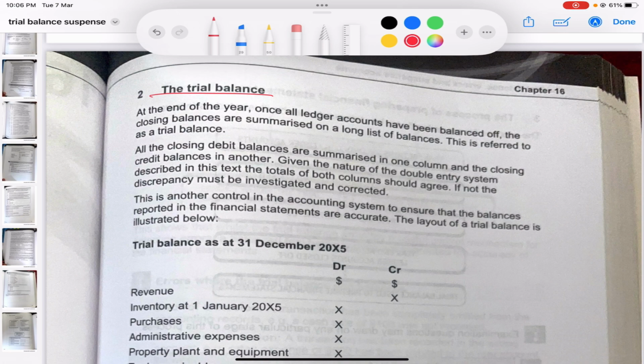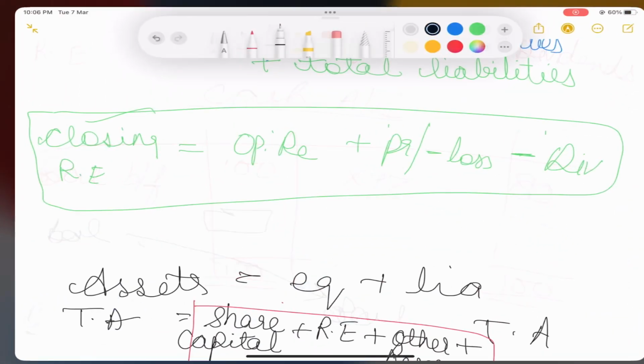At the end of the year, once all ledger accounts have been balanced off, the closing balances are summarized on a long list of balances. Now, what is a closing balance? I've discussed that also. This is referred to as a trial balance. So all the accounts' balance BF will be put in a trial balance. For example, I'll show you.